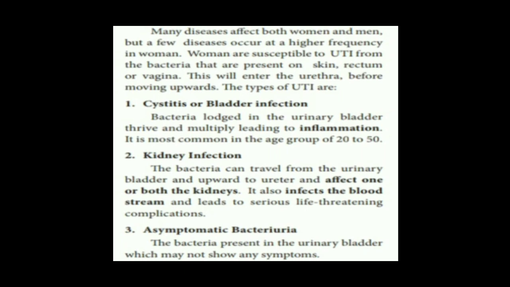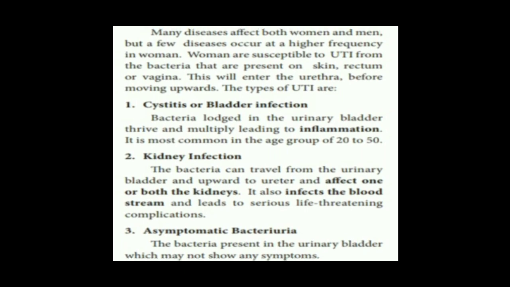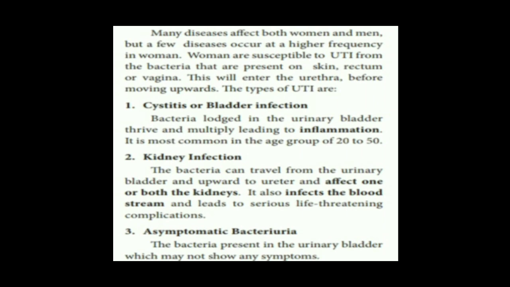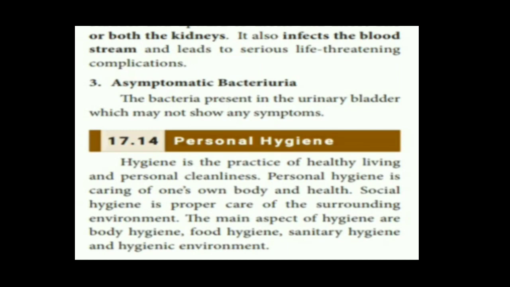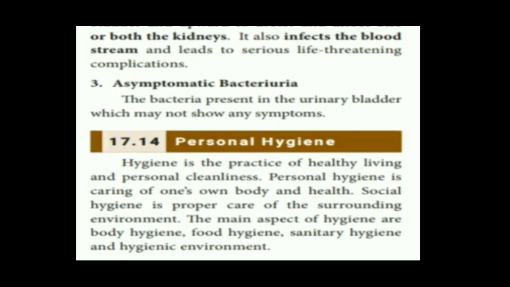The types of urinary tract infections are cystitis or bladder infection, kidney infection, asymptomatic bacteriuria. Cystitis or bladder infection: here the bacteria is lodged in the urinary bladder, multiplies there and causes inflammation. It is most common in the age group of 20 to 50. Kidney infection: the bacteria can travel from the urinary bladder upward to the ureter and affect one or both the kidneys. It also infects the bloodstream and leads to serious life-threatening complications. Asymptomatic bacteriuria: the bacteria are present in the urinary bladder, which may not show any symptoms.